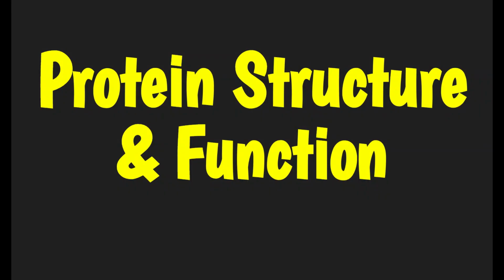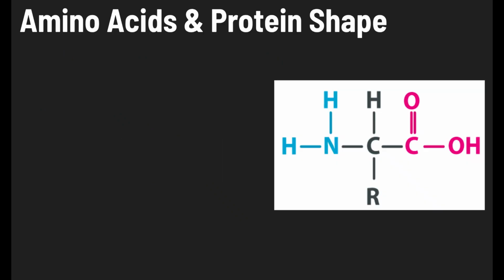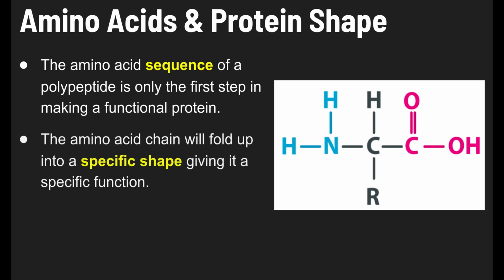Today we're going to talk about protein structure and function, and the goal of this video is to explain how the sequence of amino acids in a protein determines a protein's shape and function. So, the amino acid sequence of a polypeptide is only the first step in making a functional protein. The amino acid chain has to fold up into a specific shape, and it's that specific shape that gives the protein a specific function. So it's important to understand the parts of an amino acid.